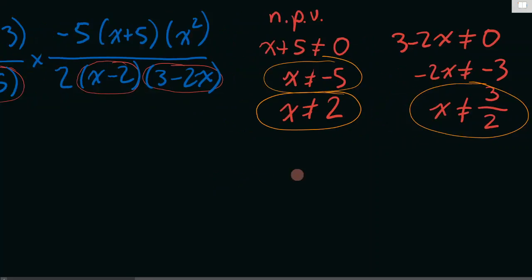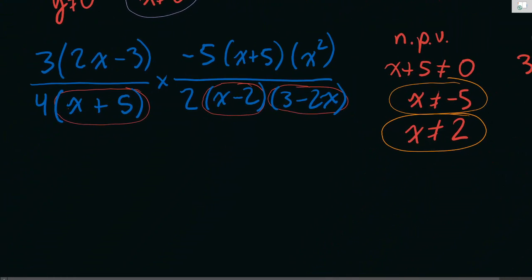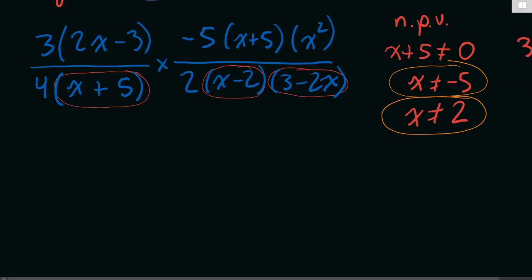In our final answer, just like here, we're going to write our restrictions, our non-permissible values, at the end. Okay, so that's our restrictions. Now let's go through and see what we can reduce by. We could multiply out our integer stuff, though 3 and 5 have no common factors with 4 and 2, so there's nothing we can do to reduce our fraction in this case. But we can cancel x plus 5 over x plus 5. x plus 5 divided by x plus 5 is 1, so they reduce to 1.